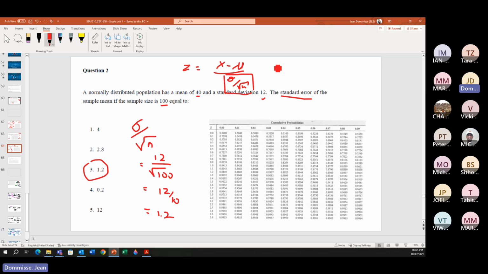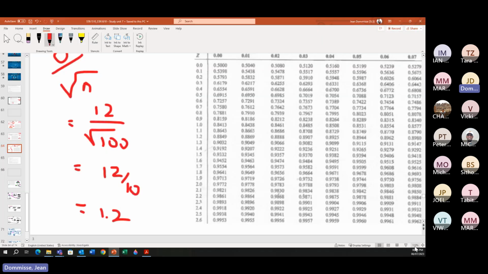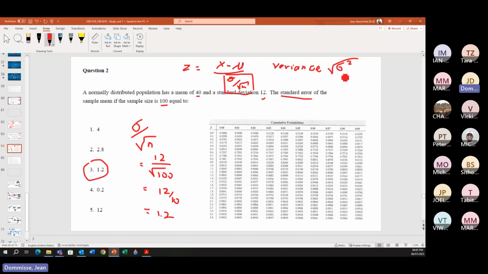Also, going back to study unit 3, sometimes they can give you the variance. Remember, we don't like to work with a variance, so we always want to take the square root of the variance to get the standard deviation. Just make sure that sometimes they do use variance, and that you need to square root the variance to get the standard deviation.